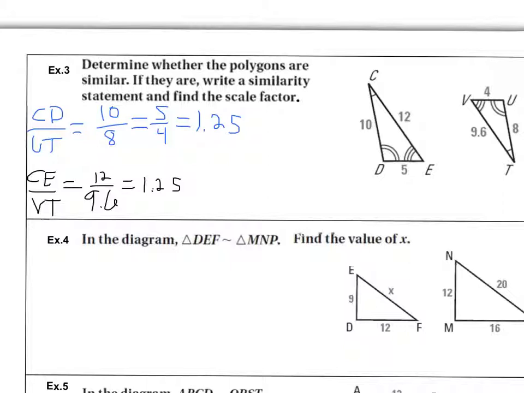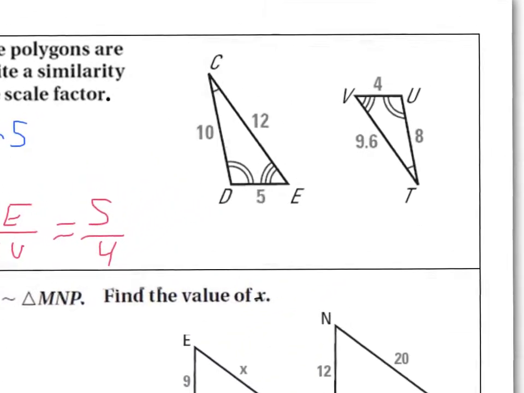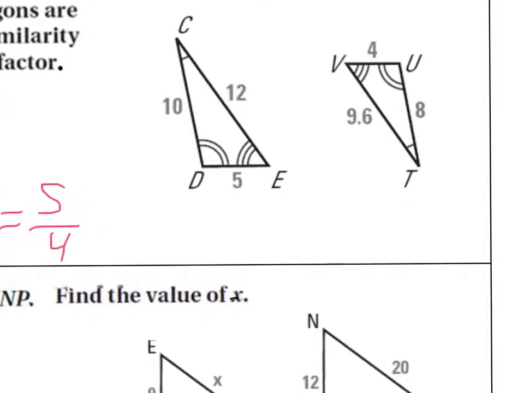All right, we got to check the remaining ones. And the ones that I haven't checked are DE, which is 5, and what else? VU, which is 4. Oh, well that's nice. It's already 5/4. We don't really have to reduce it. So yes, we can say yes, these shapes, these triangles are similar.